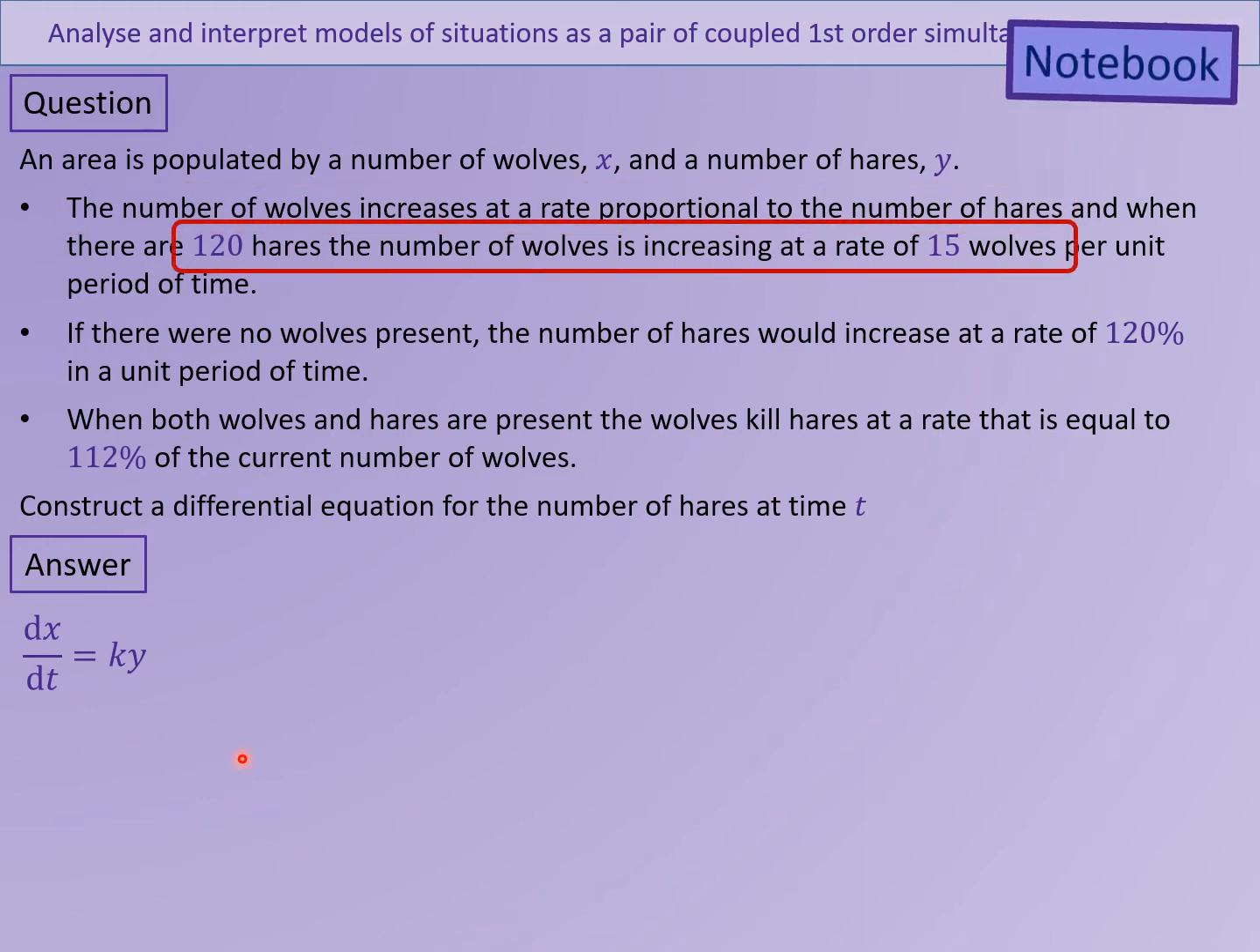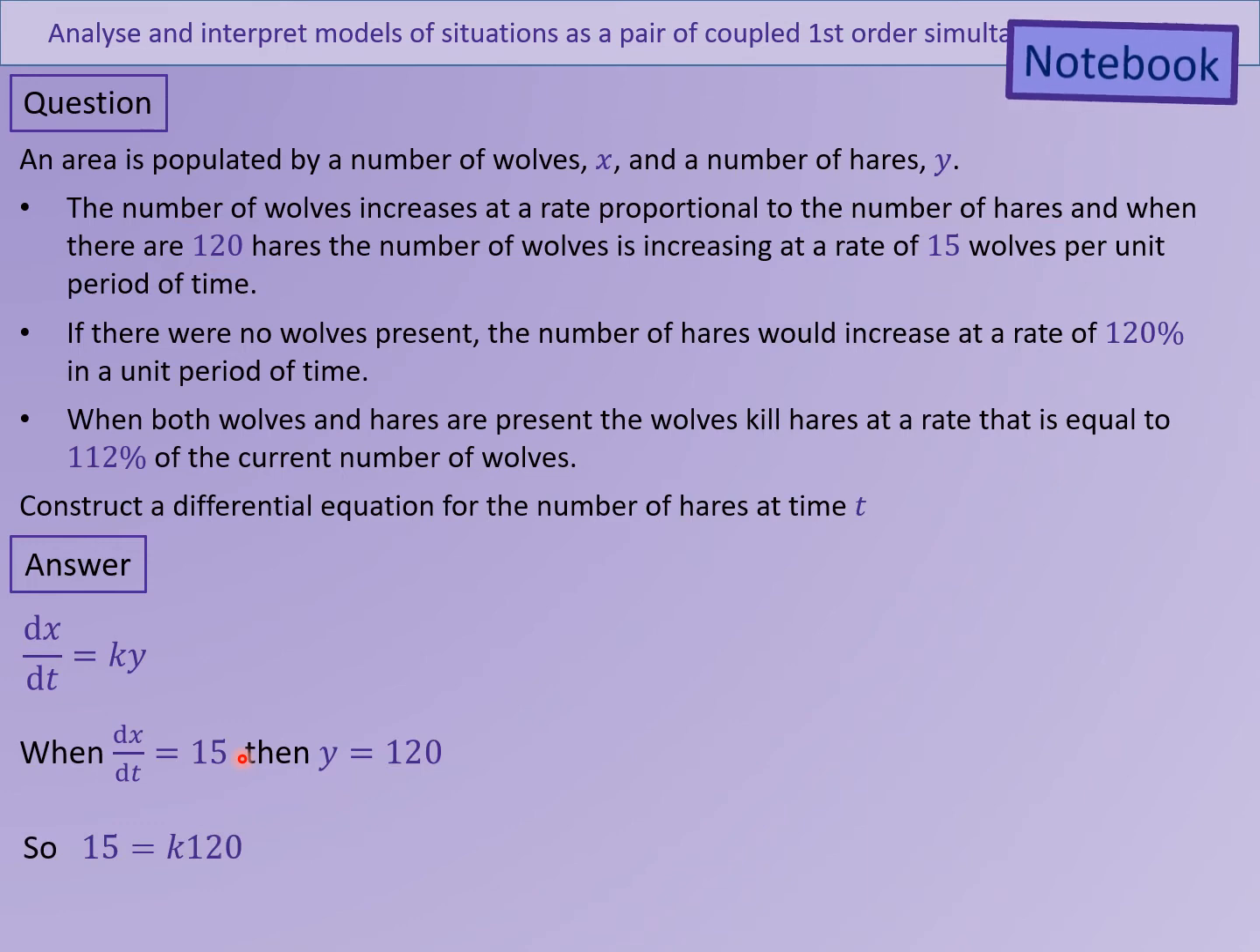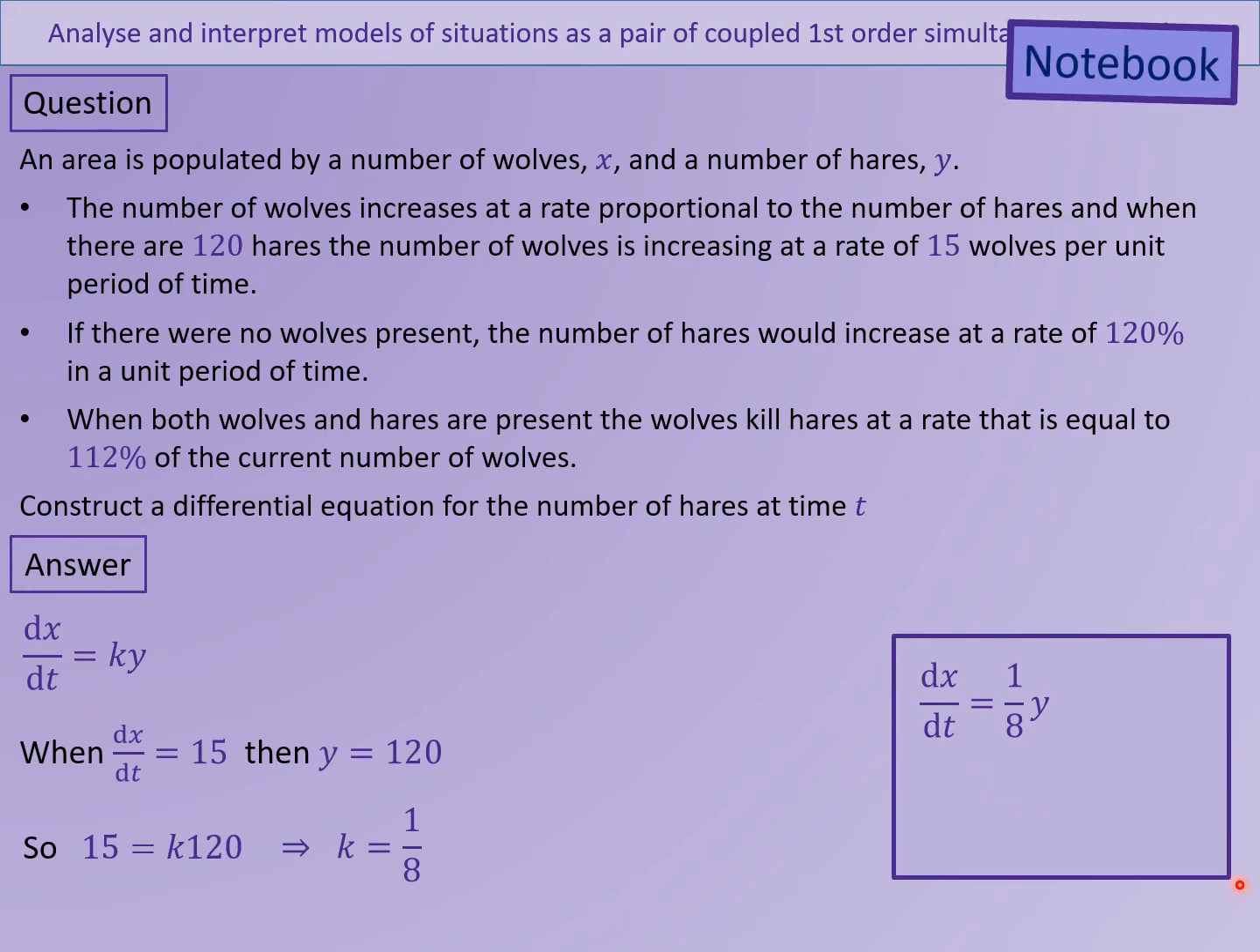Now let's look at this one. When there are 120 hares, the number of wolves increases at a rate of 15 wolves. All they're doing there is giving you the value of dx over dt, and they're giving you a value for y. So I can substitute both of those in and get a k value of 1 over 8. So I've just managed to work out one of the differential equations. I'll keep a note of that: dx over dt is 1 over 8 y. So that's the first bullet point sorted out.